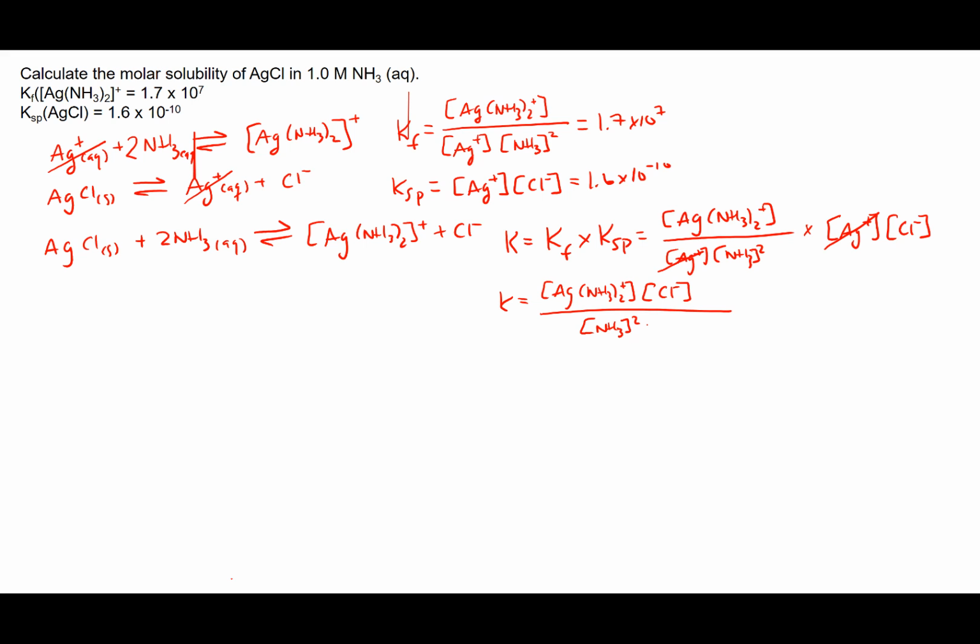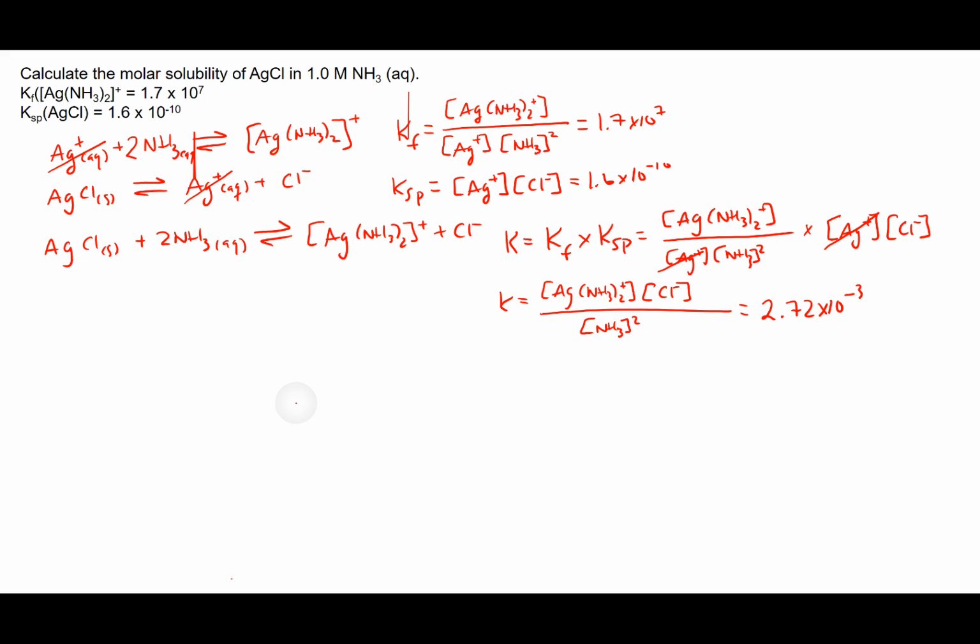So now the way that you approach it, we can get the K, and so we have the Kf times Ksp. I'm just going to go in real quick and calculate that out. And what I got by multiplying the Kf times the Ksp is an equilibrium constant of 2.72 times 10 to the negative 3. So that's our K value for this reaction, the silver chloride being dissolved and binding to the amine and so forth.